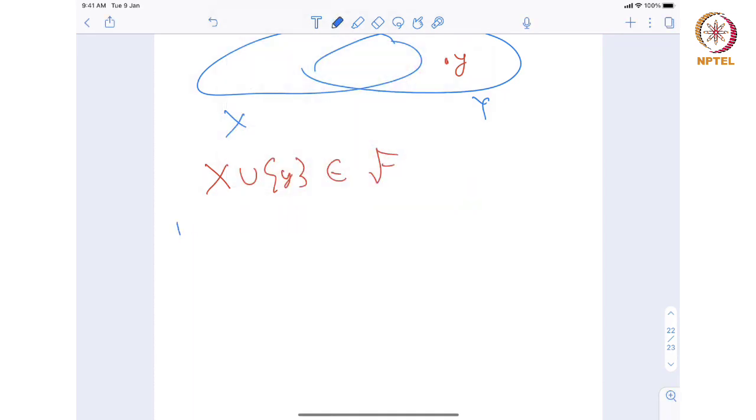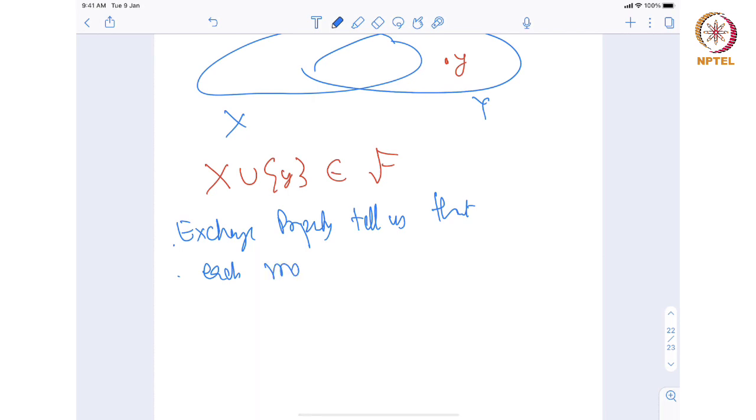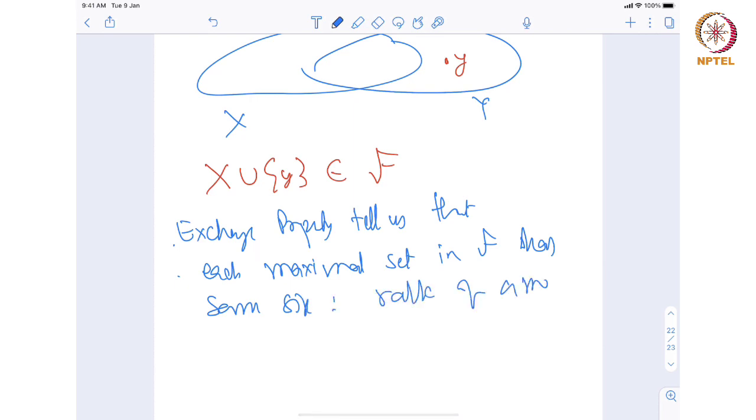Notice that the exchange property tells us that each maximal set in the family has the same size, and this is called the rank of a matroid. Of course, they have a relation to linear algebra.